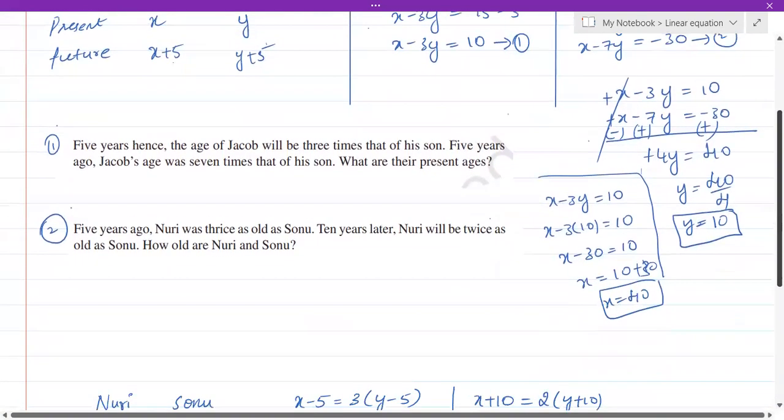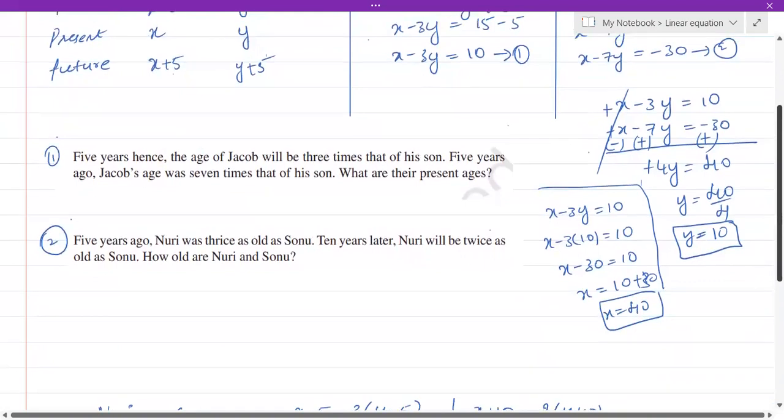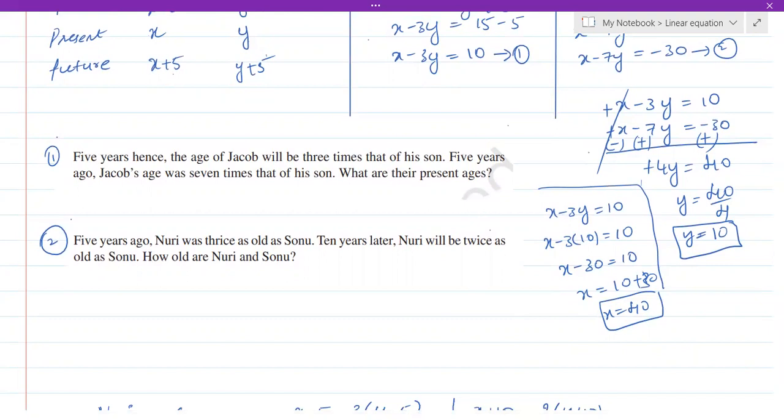If you observe the next problem: 5 years ago, Nuri was thrice as old as Sonu. 10 years later, Nuri will be twice as old as Sonu. How old are Nuri and Sonu? Now, who are the two persons involved here? Very clearly, it is Nuri and Sonu. These are the two persons involved. What is the past that we are talking about? How many years back? 5 years back. And how many years in the future? 10 years in the future.